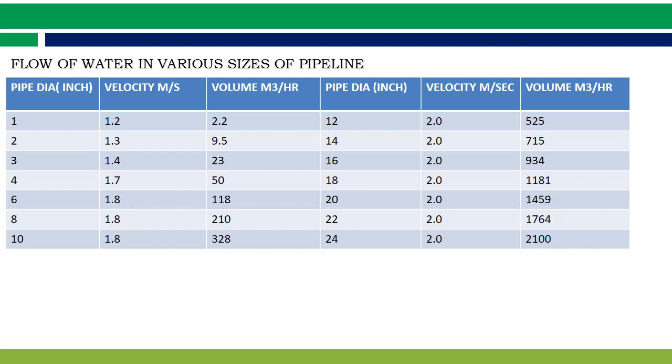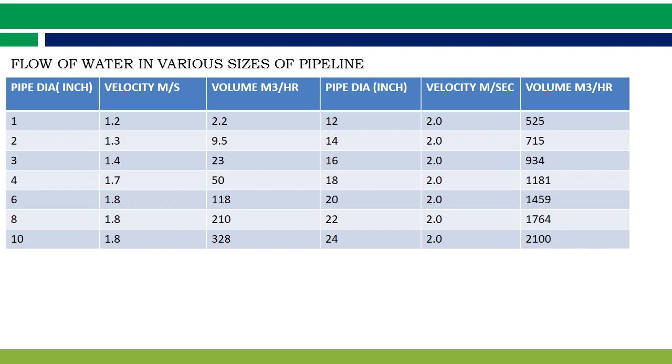23. A 4-inch dia pipeline, velocity will be 1.7 meter per second, volume will be 50 cubic meter per hour. 6-inch dia pipeline, velocity will be 1.8 meter per second, volume in cubic meter will be 118. 8-inch pipeline dia, velocity will be 1.8 meter per second, volume in cubic meter will be 210. In 10 inches pipeline dia, velocity will be 1.8 meter per second, volume in cubic meter will be 328.